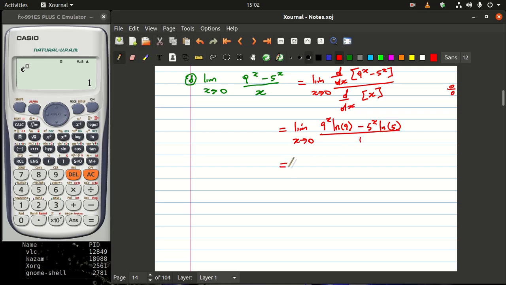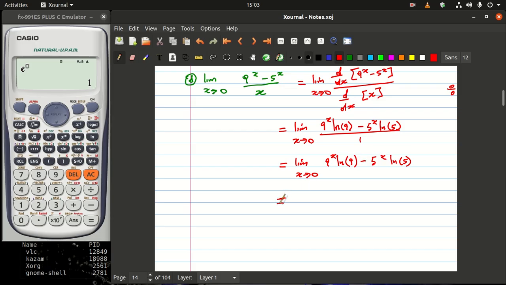Of course, this whole thing is just going to be the limit as x approaches 0. Dividing anything by 1, you're still going to get that thing. So we still have 9 to the power x ln 9, minus 5 to the power x ln of 5. Of course, now we no longer have a denominator. If we don't have a denominator, then we have minimized the problems that we are having. So we try and plug in again and see what we are getting here.